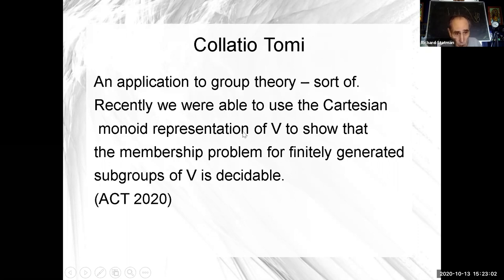Recently, we were able to use the Cartesian model of representation to show that the following problem is decidable. You give me a finitely generated subgroup of V, I want a membership problem for finitely generated subgroup. So you give me a finite number of elements of V and another element. Is this other element in the subgroup generated by the first set? And the Cartesian monad representation of V shows you that problem is in fact a decidable problem.